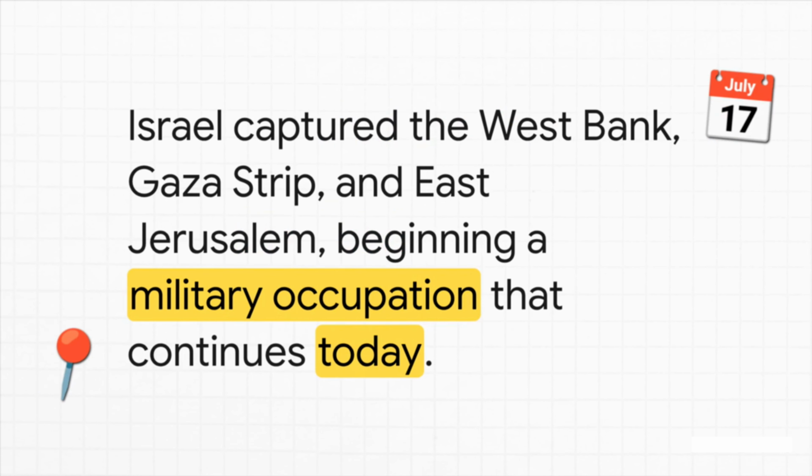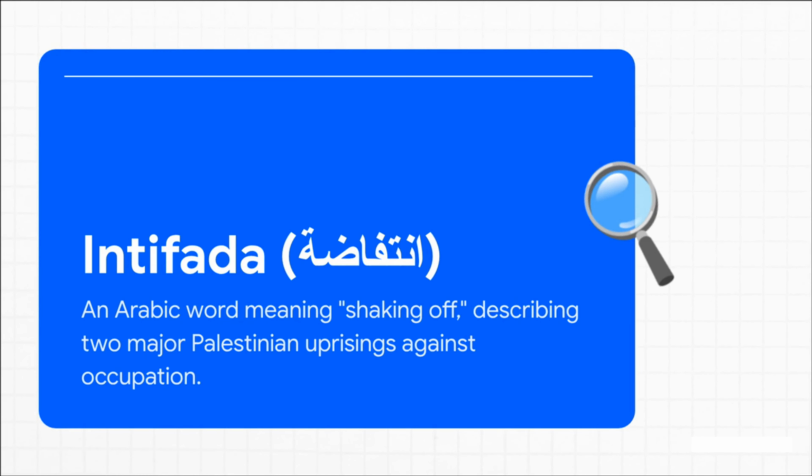Then, you have 1967, the Six-Day War. This was an absolute game changer. In just 6 days, Israel captures the West Bank and East Jerusalem from Jordan, the Gaza Strip from Egypt, and other territories too. And this is the moment the Israeli military occupation of Palestinian territories begins. An occupation that continues to this day and has been at the very heart of pretty much every peace talk since.